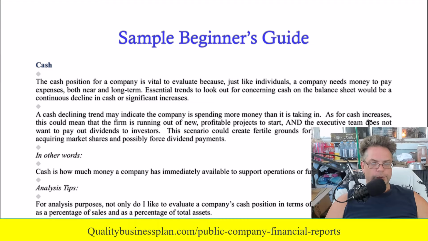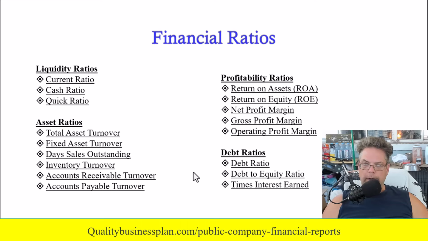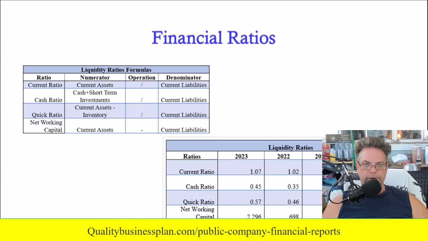All right, next up is going to be the financial ratios. And for the financial ratio segment, this is a little bit different. I do break up the financial ratios into 4 different categories, which is going to be your liquidity ratios, asset ratios, profitability ratios, and then debt ratios. And then once you get to the financial ratio section, I introduce each ratio in that section.